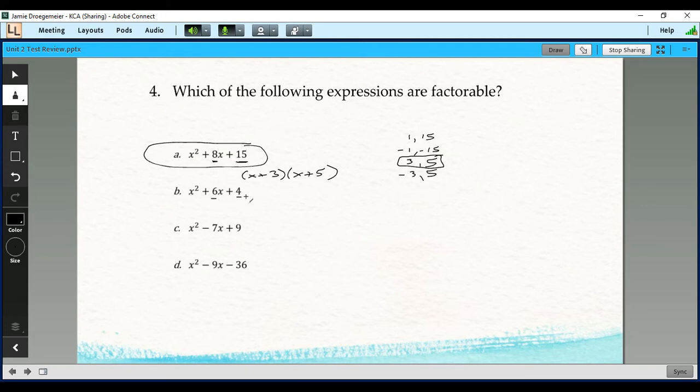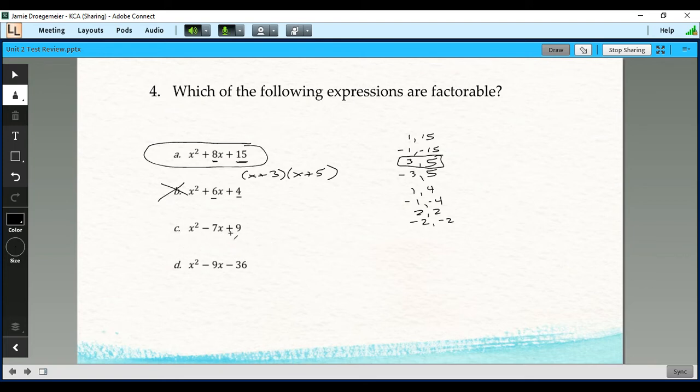Looking for factors that multiply to 4 and add up to 6. Well, if we think of positive 4, we could have 1 and 4, negative 1 and negative 4, and then we have 2 and 2, or negative 2 and negative 2. Well, if we add those together, none of those are going to add up to 6, which is what our B term is there. So that one does not factor.